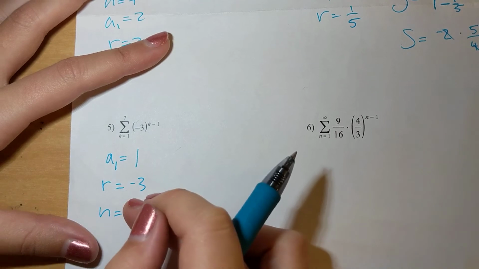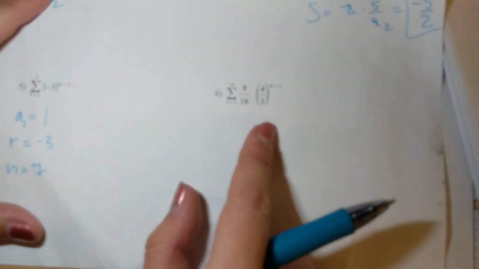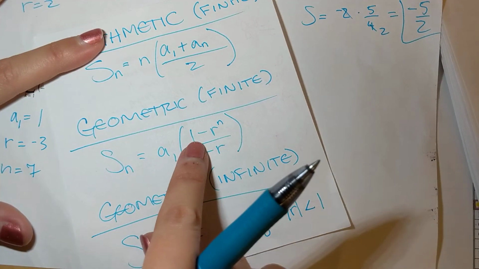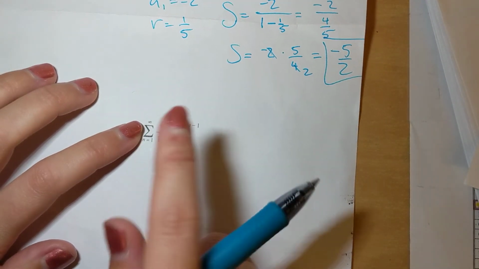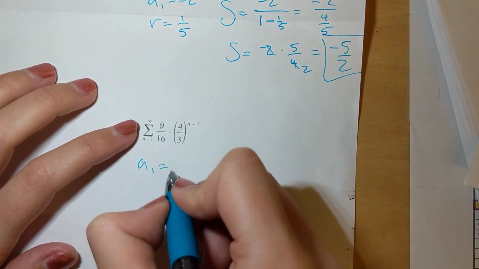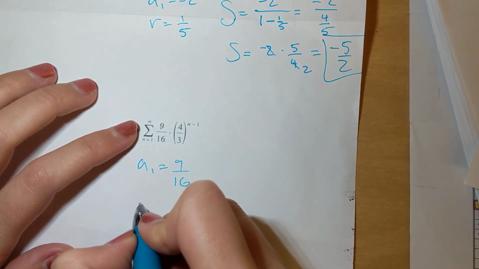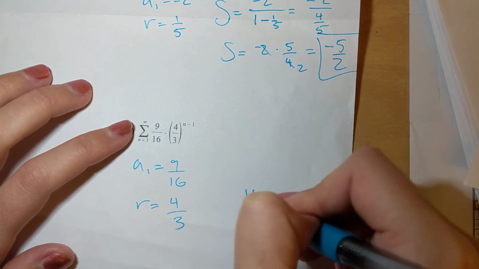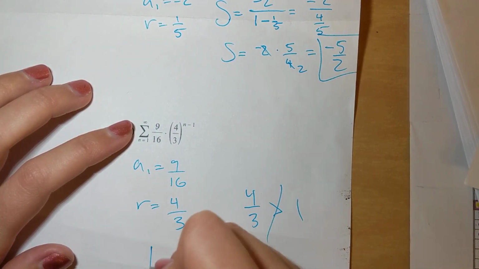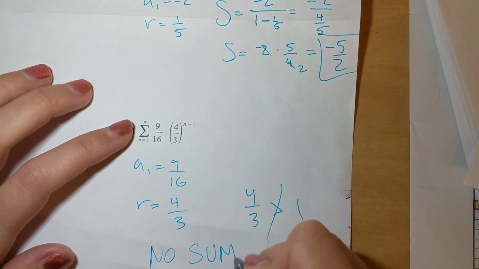And then this one is, yeah, so you would plug those into this formula, and then this one is infinite. A sub 1 is 9 over 16. R is 4/3, but 4/3 is greater than 1, so there's no sum.